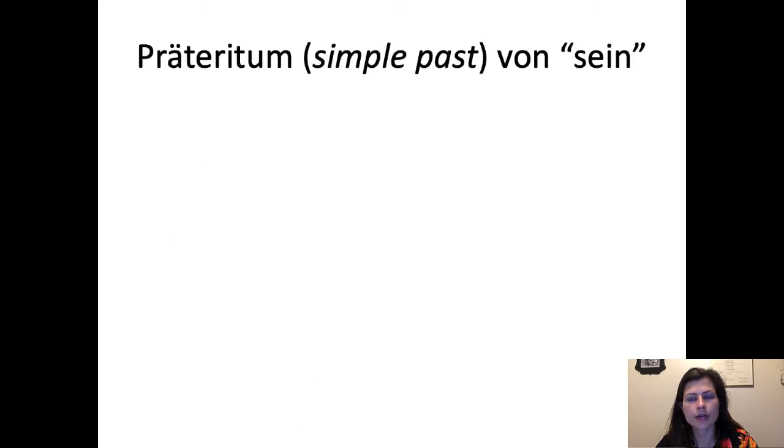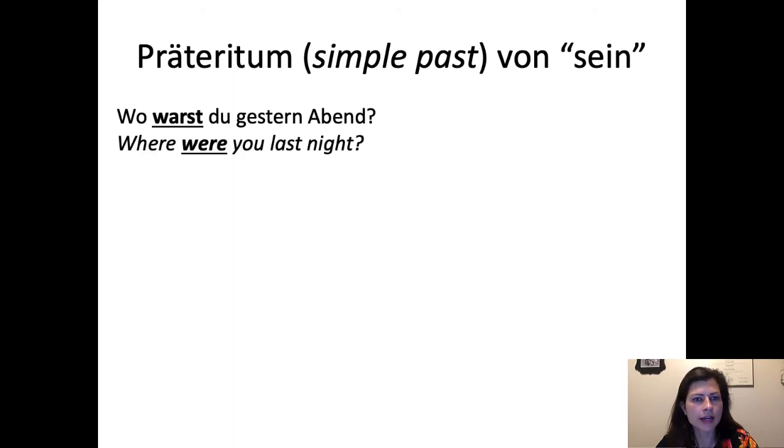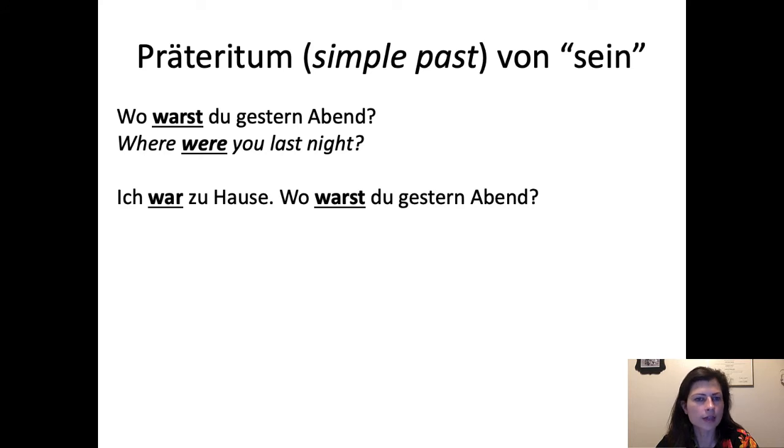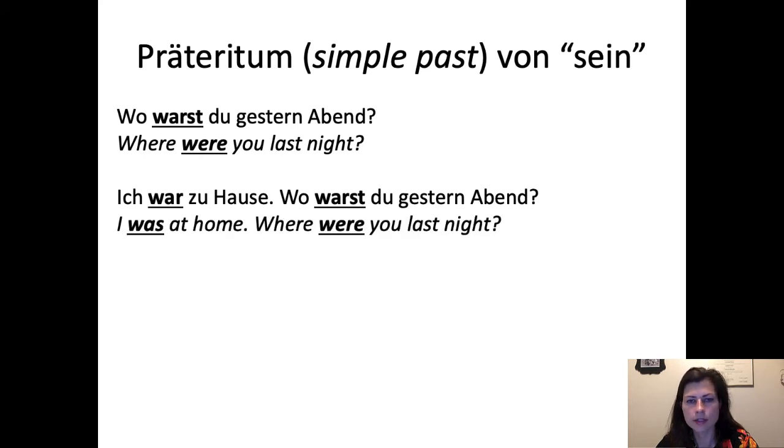Okay, so now we can look at that same principle for different verb tenses to let the conjugation tell us what the pronoun is saying, right? So we're going to do the simple past of sein, to be. So, wo warst du gestern Abend? Where were you last night? Warst du, du warst. Ich war zu Hause. Wo warst du gestern Abend? Where were you last night? I was at home.